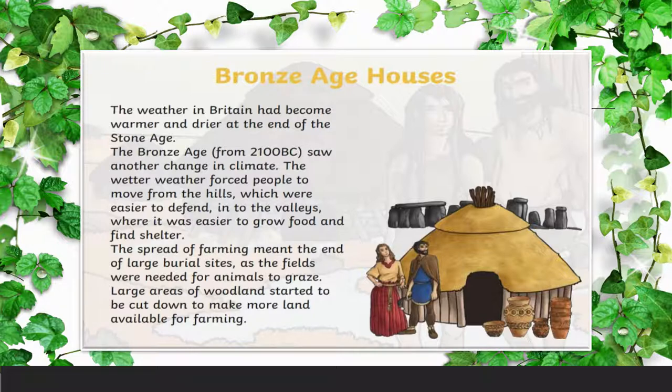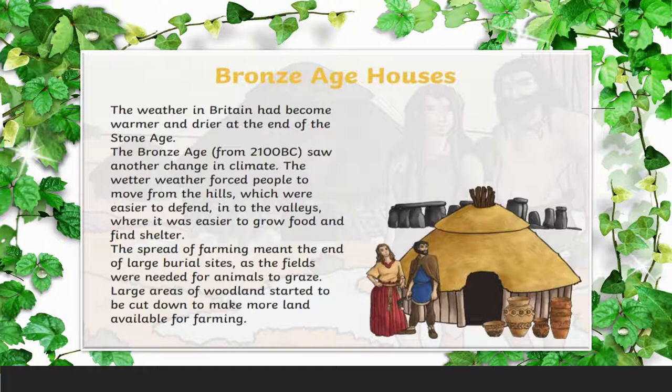Bronze Age houses. The weather in Britain had become warmer and drier at the end of the Stone Age. The Bronze Age, from 2100 BC, saw another change in climate. The wetter weather forced people to move from the hills, which were easier to defend, into the valley, where it was easier to grow food and find shelter.